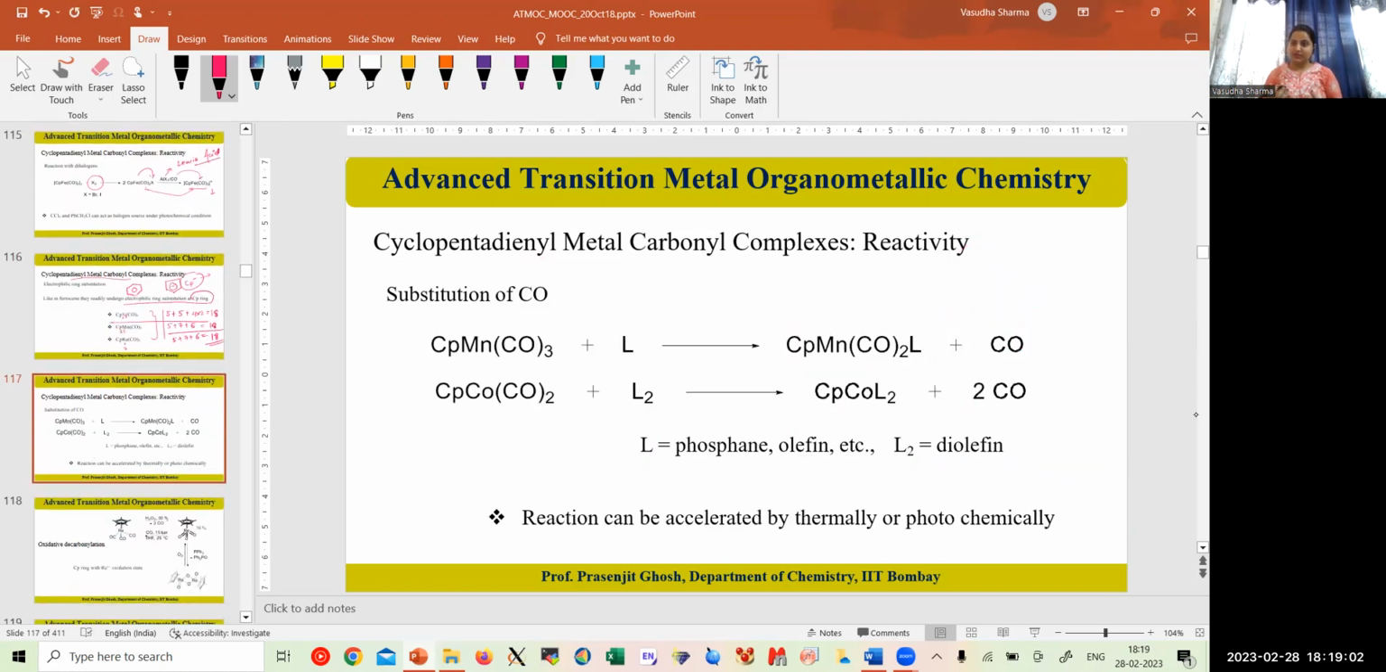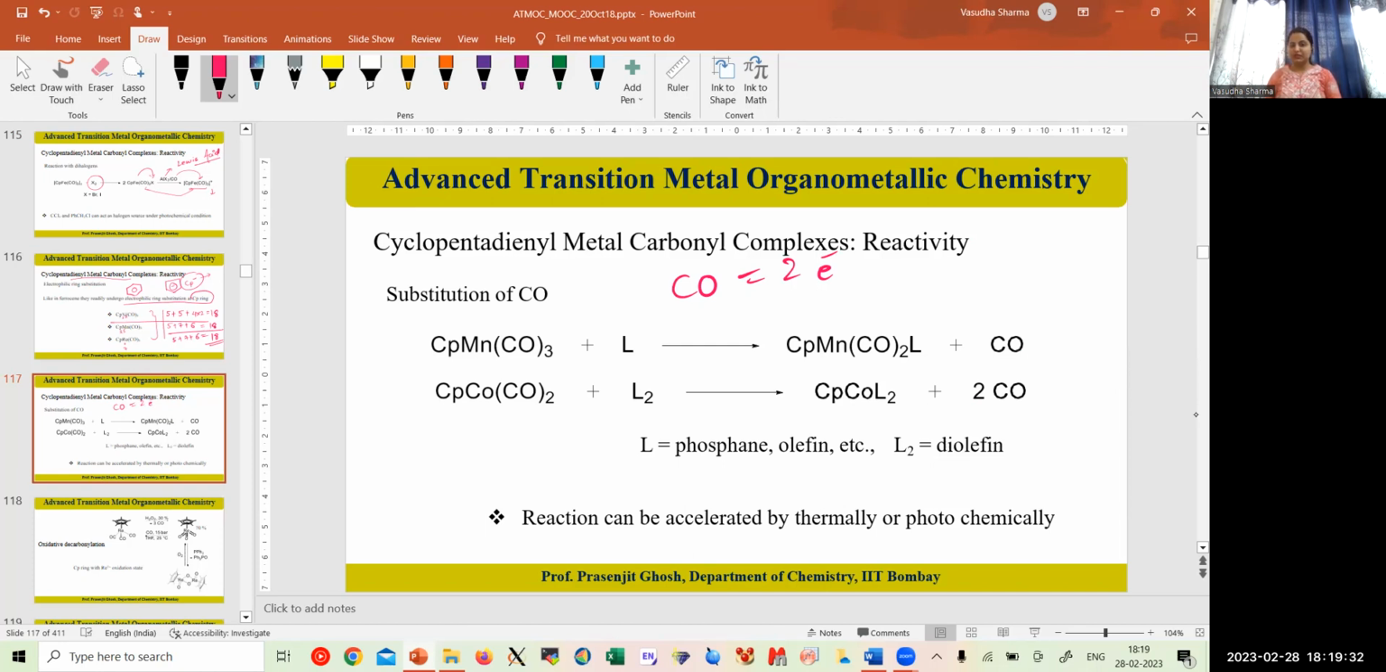So, as some examples, we can see how the substitution of carbonyl will take place. Any ligand which can give an equal number of electrons to the metal, for example a phosphine or an olefin, would be a 2 electron donor. One carbonyl will also give you 2 electrons, and an olefin will also give you 2 electrons. So that can exchange, or have a substitution of it.